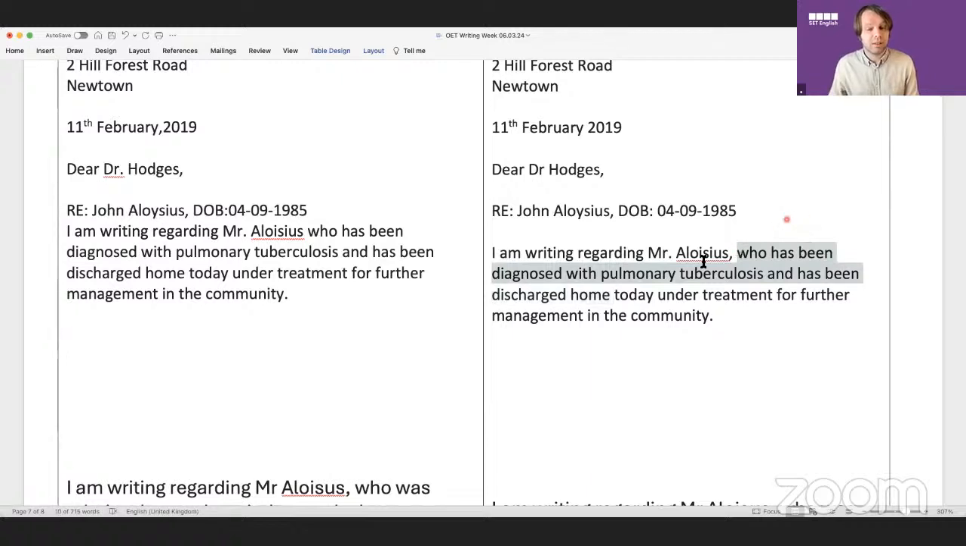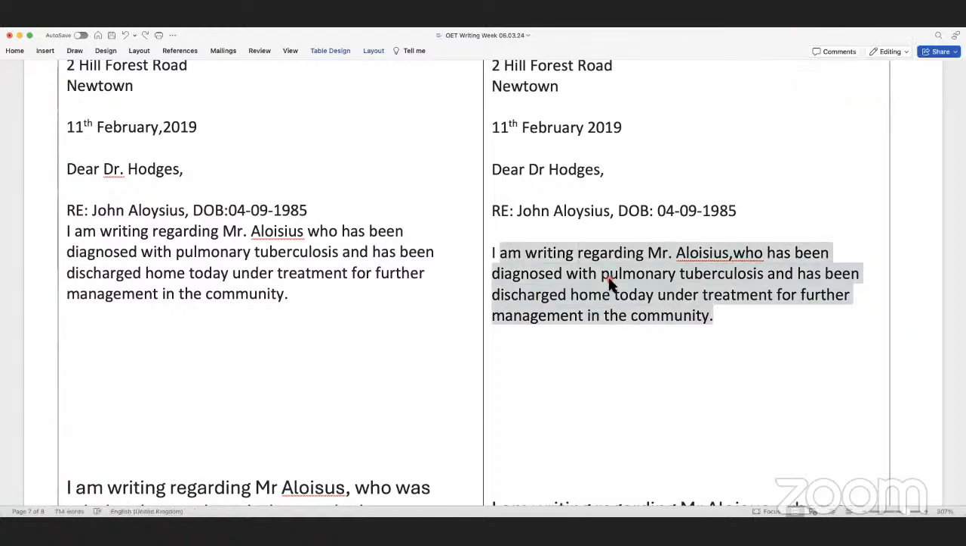Remember? If there were two Mr. Aloysiuses, and you wanted to tell me, oh, it's this one, then you might do a defining relative clause, right? But this is non-defining. Okay, so who has been diagnosed with pulmonary tuberculosis and has been, oh, this is interesting, and has been discharged home today under treatment for further management in the community? It's wrong, I think. I'm sorry.